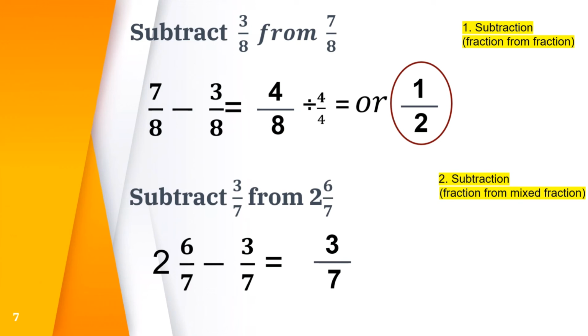And then, since yung ating subtrahend ay wala namang whole number, we will just copy the whole number 2. And yung 3/7 ay already in its lowest term, so that is the final answer. So, 2 and 6/7 minus 3/7 equals 2 and 3/7.